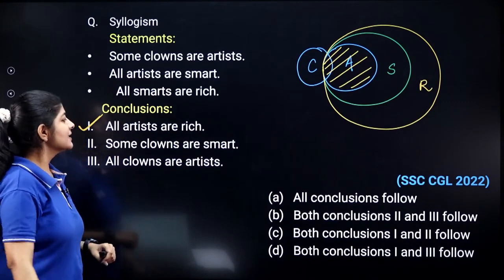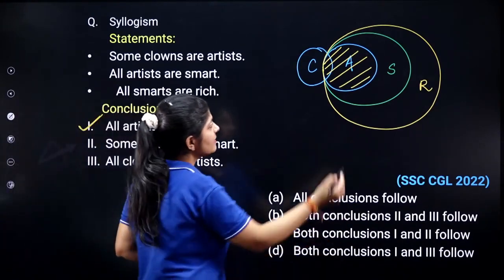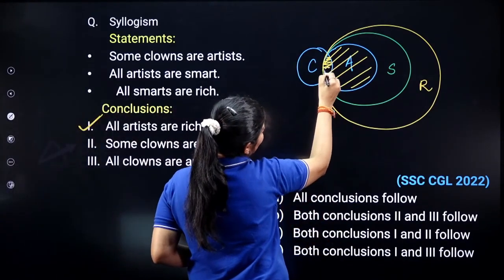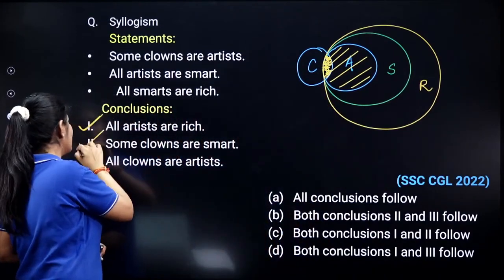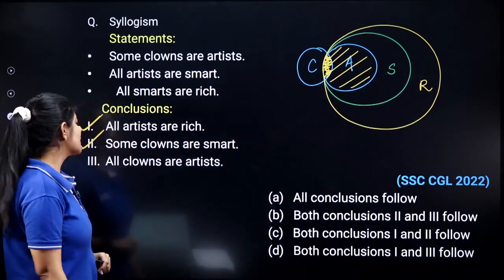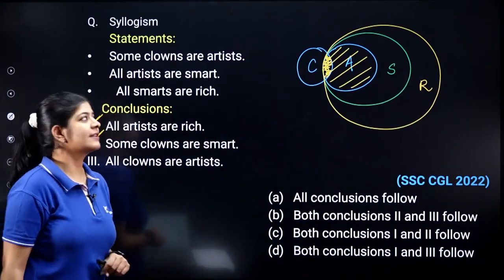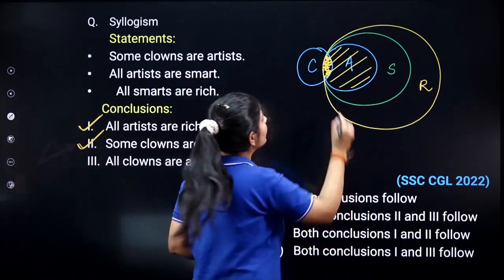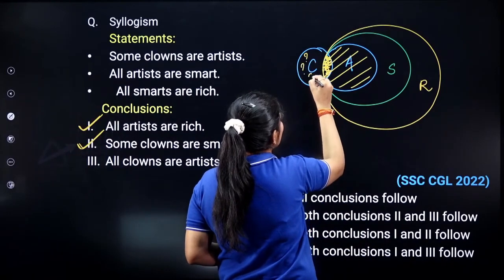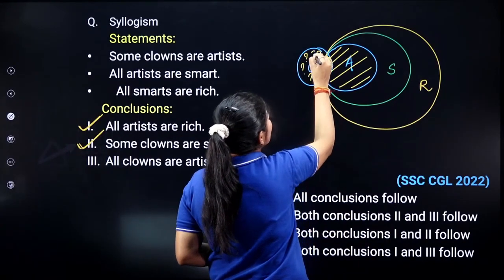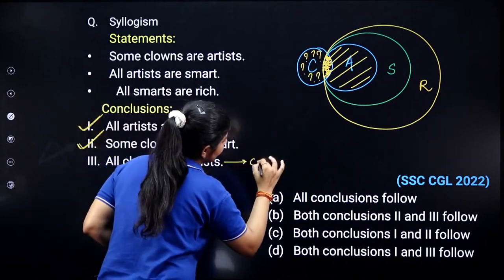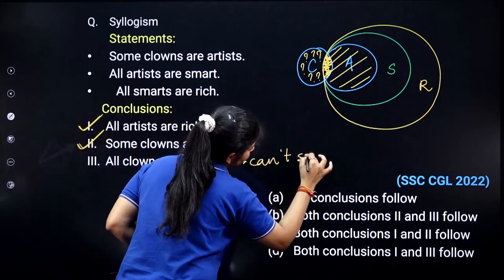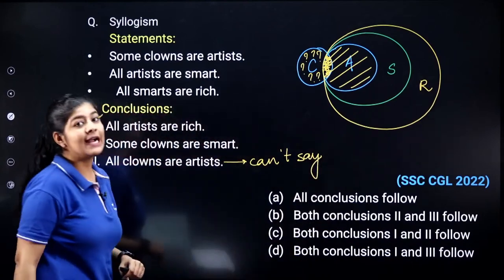Second one, some clones are smart. Yes, we have this mutual part in between clones and smart. So we can say that yes, this conclusion is true as well. Next one, all clones are artists. No. Can we say that? No, because we don't know about the rest of the clones, whether they are a part of artists or not. So this one is considered in can't say condition.